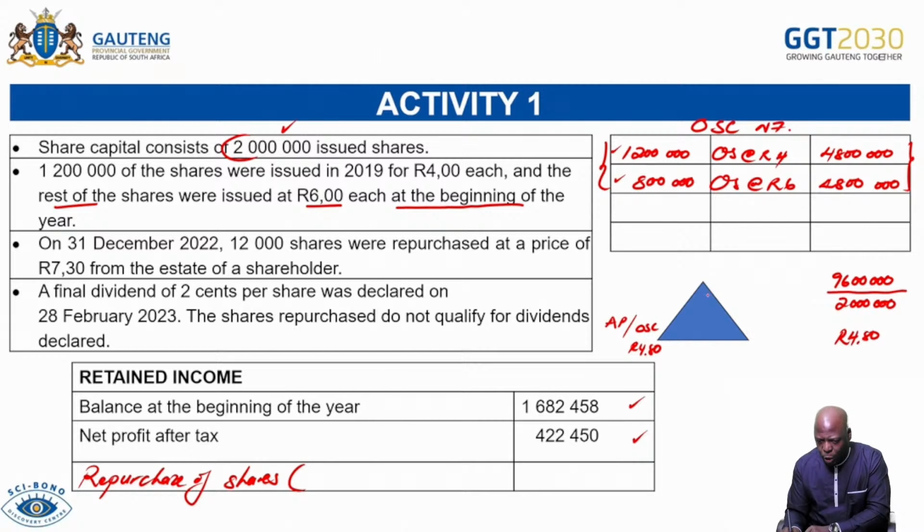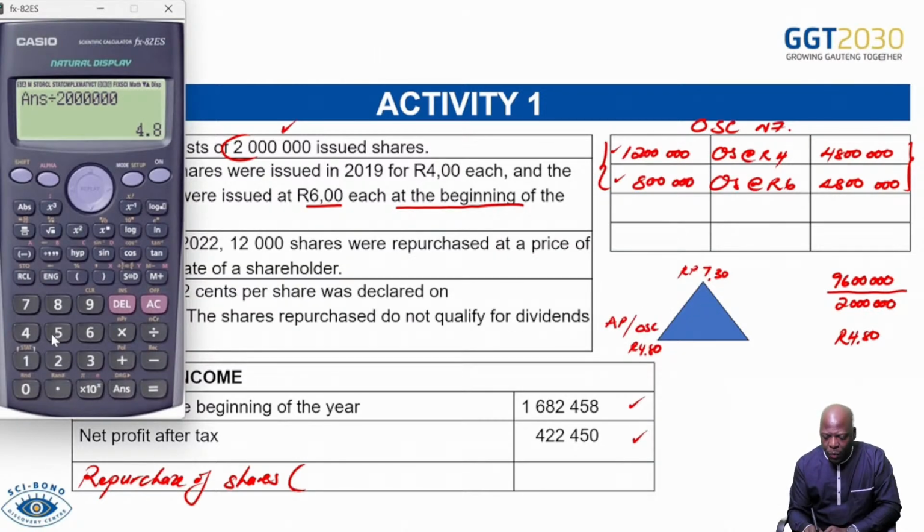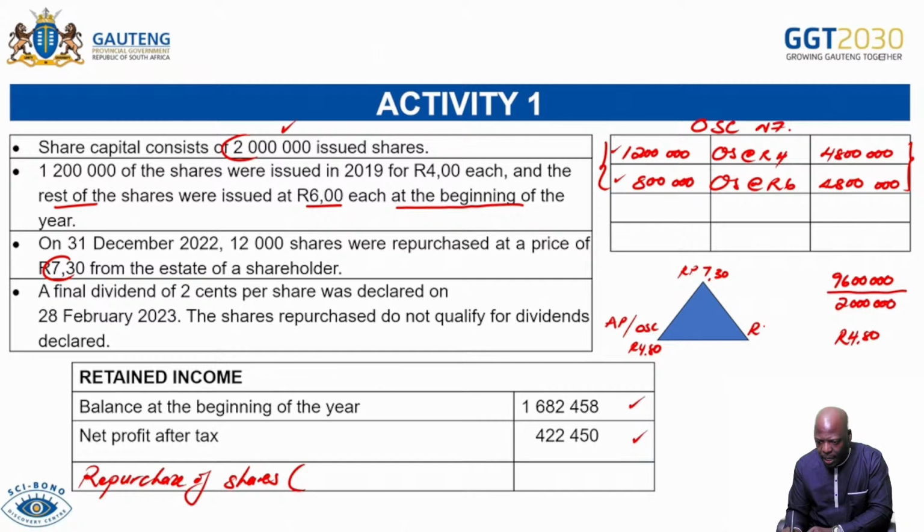At the top part, I'm going to have my repurchase price, which is what we have bought back the shares at. That is my 7 rand 30, as you can see there. So I say 7 rand 30 minus 4 rand 80. That is going to give me an amount of 2 rand 50. So I have my retained income, which is 2 rand 50.